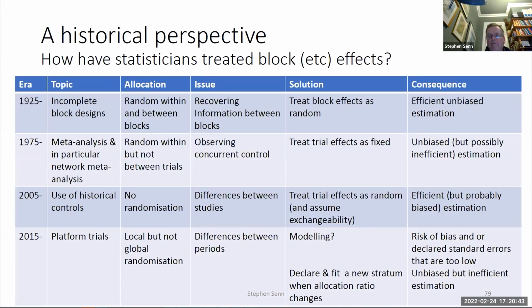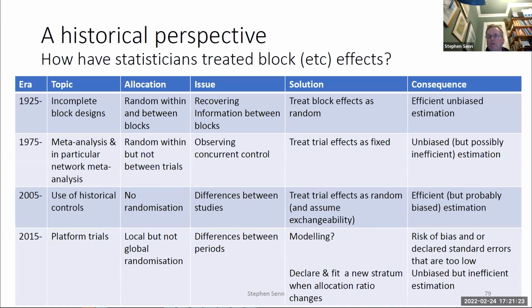So just to give a historical overview, we've had these sort of issues before. Back in the 1920s and 1930s, Fisher and Yates started looking at incomplete block designs and discovered that in actual fact, treating the block effects as fixed was not fully efficient. There was interblock information to recover. But their randomization had taken place between and within blocks. There's an extensive theory of this particular area, which perhaps should be better known to medical statisticians. Starting around the mid-70s, meta-analysis became popular, and there the trial effects were treated as fixed, but there hadn't been randomization between trials, only within.